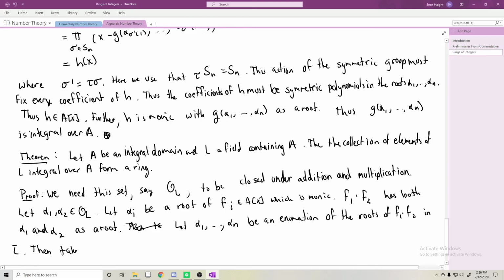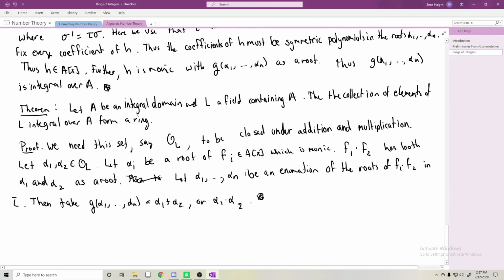Then take g of alpha 1 through alpha n to be just the sum alpha 1 plus alpha 2. Or if you want, you could take it to be alpha 1 times alpha 2. Both work depending on whether you want to show it closed under addition or closed under multiplication. And the above corollary says that these two are both integral over A, and so they necessarily live in this ring O sub L.